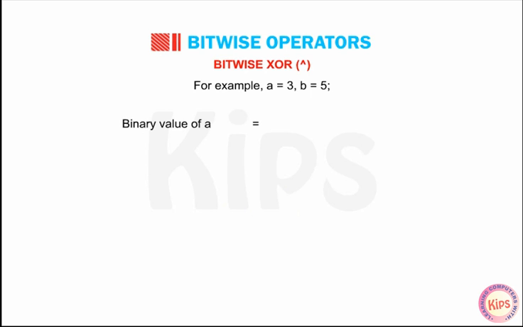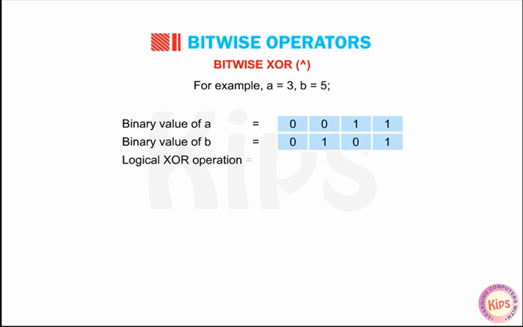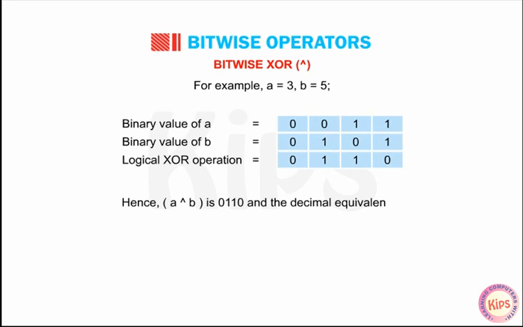Binary value of A equals 0, 0, 1, 1. Binary value of B equals 0, 1, 0, 1. Logical XOR operation equals 0, 1, 1, 0. Hence, A XOR B is 0, 1, 1, 0 and the decimal equivalent of the result is 6.